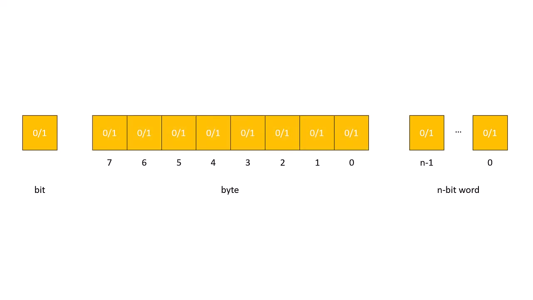A byte is a set of 8 bits. We typically number bits in a computer starting at 0. So the bits in a byte are numbered 0 through 7. Each bit in the byte has its own value.